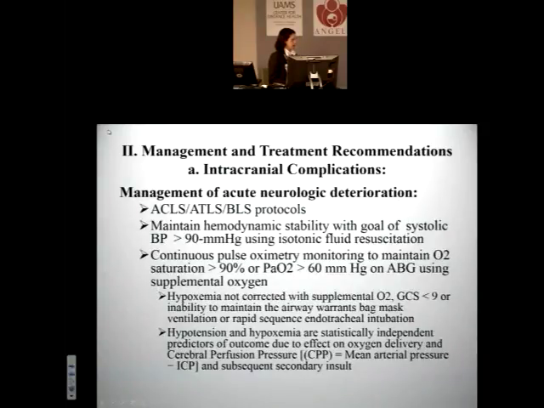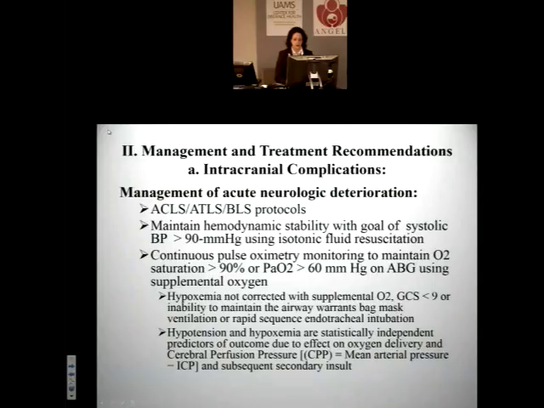Of course, we have to start with the ACLS protocols with the circulation, airway, and breathing. We must maintain very strict hemodynamic stability with a goal of systolic blood pressure at least above 90 using fluid resuscitation. We have to monitor pulse oximetry very closely and maintain saturations greater than 90% to avoid exacerbation by anoxic brain injury.